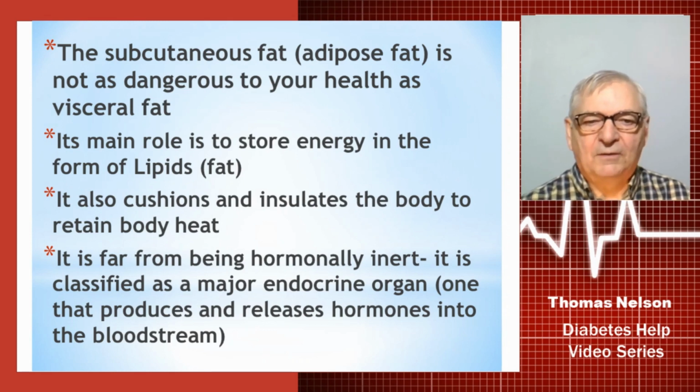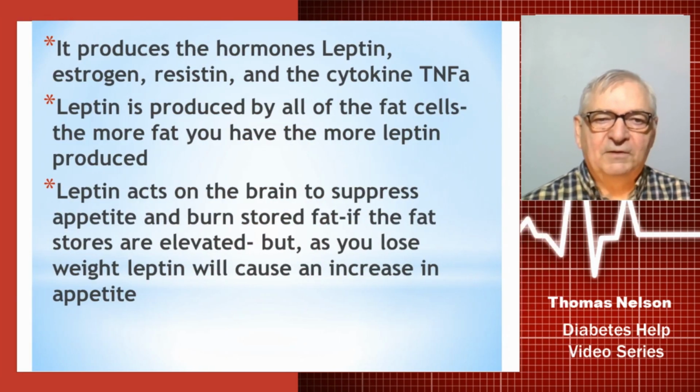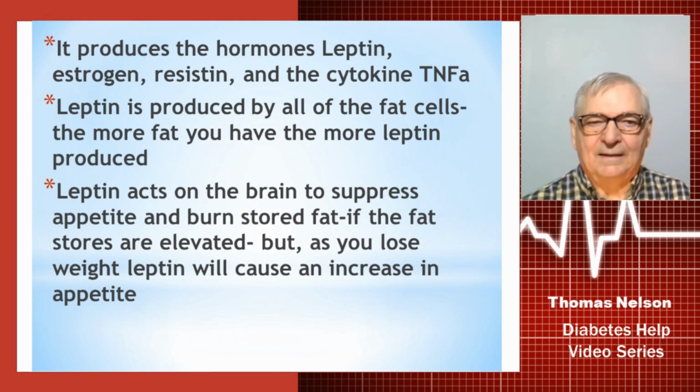It's far from being hormonally inert. It is classified as a major endocrine organ, one that produces and releases hormones into your bloodstream. So it produces the hormones leptin, estrogen, resistin, and the cytokine TNF-alpha.